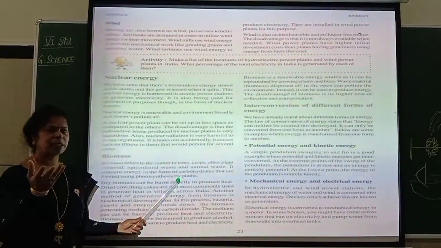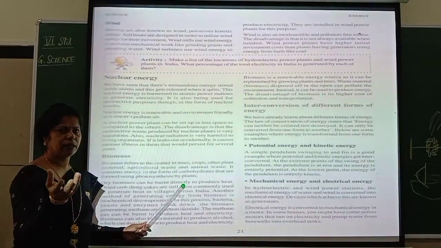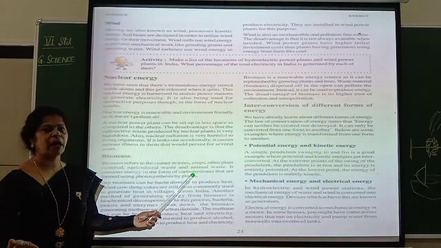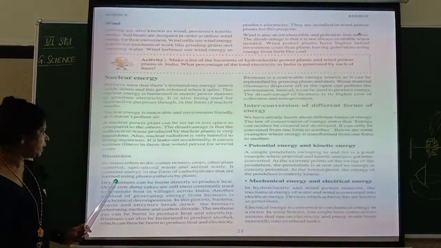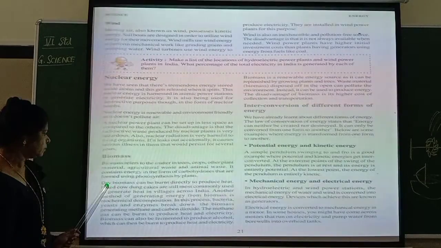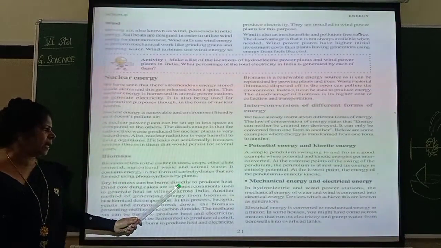I told you the plants prepare their food called starch. They store it in their body by photosynthesis. So that is nothing but carbohydrates that are formed using photosynthesis by plants. Dry biomass can be burnt directly.